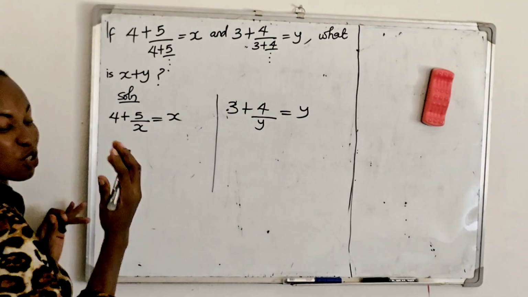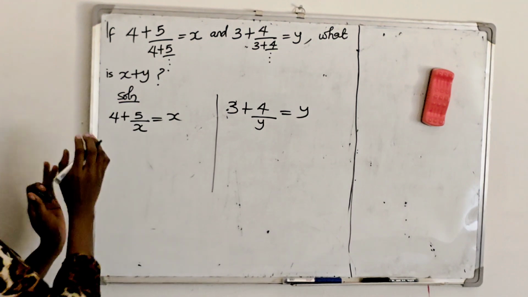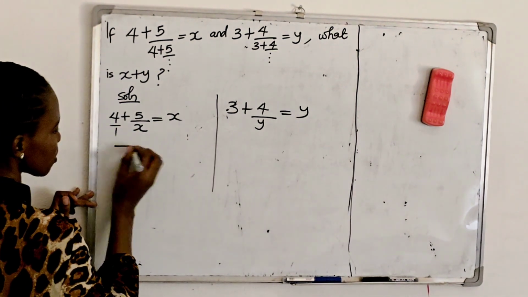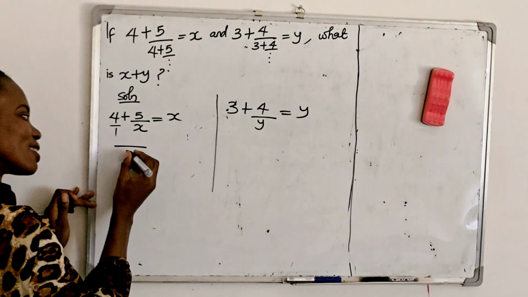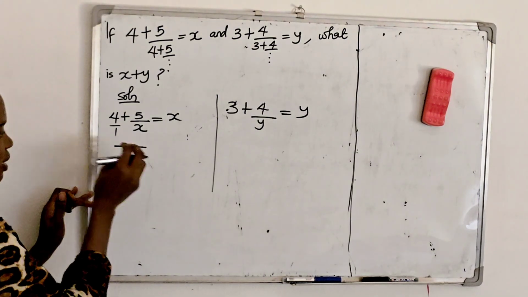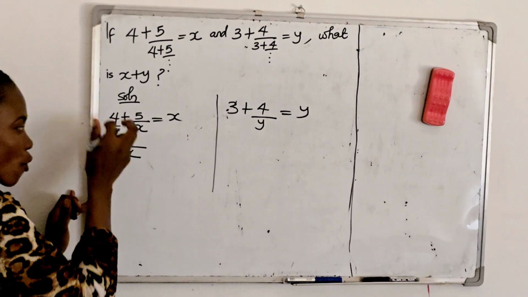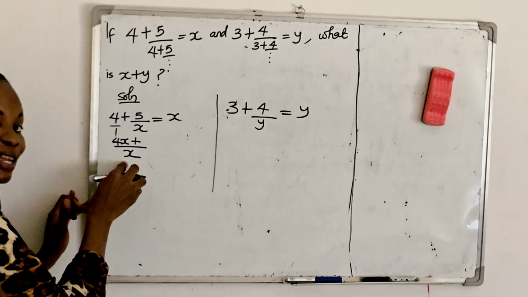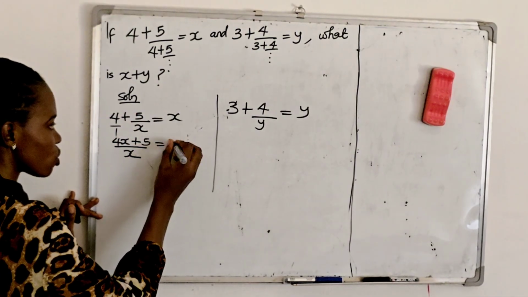In solving this, there are so many ways to solve it, but the method we are using here is, first of all, to make this side a single fraction by making this over 1. So if I make it a single fraction, the LCM of 1 and x is x. 1 divides x is x. x times 4 is 4x, plus x divided by x is 1, 1 times 5 is 5, equals x.